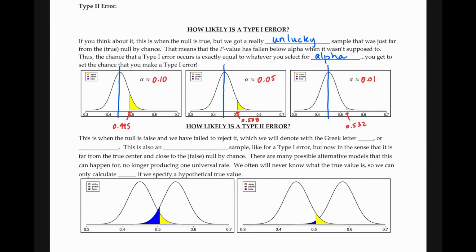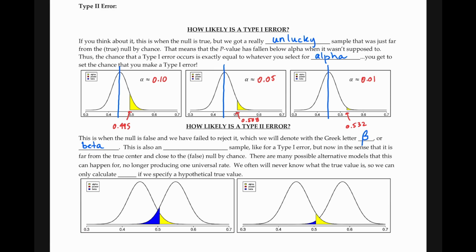All right, but let's think about the flip side to this. What's the chances of making a type 2 error? A type 2 error is when the null is false, but we failed to reject it. So the null is actually false, but we have no evidence to say it's not true. What we do is denote this with another Greek letter, like you have the alpha from above here. They decided to stick with the flavor and just move along in the Greek alphabet. Beta is the Greek letter we use to represent the probability of making a type 2 error.